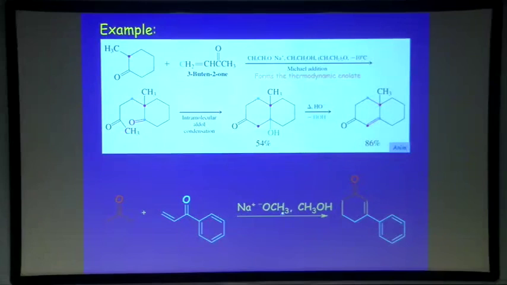This one, with sodium methoxide and methanol, makes the enolate here. That's the only enolate you can make. So this is going to be the Michael donor, and it will add by Michael addition. And then you get an intramolecular aldol involving the other methyl group of the acetone, and out comes this.